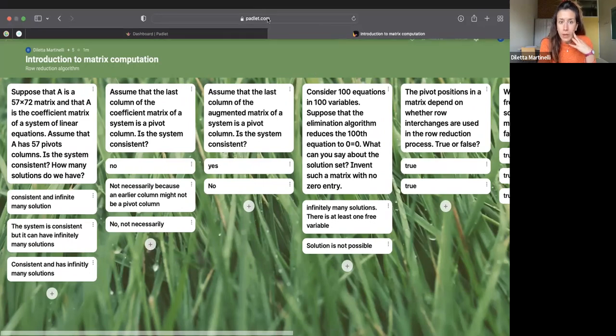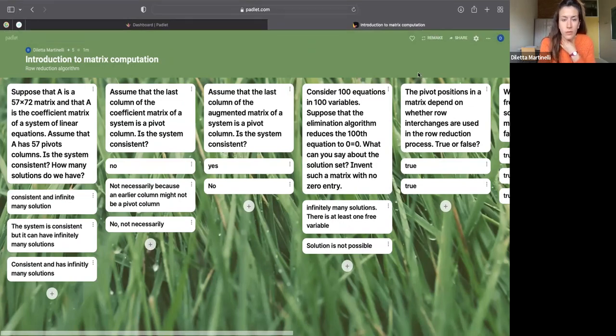So again, if the explanations are not clear, we are really a small group, so just unmute yourself and ask or use the chat.